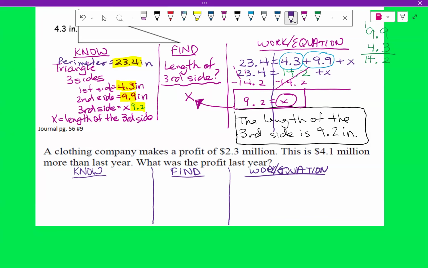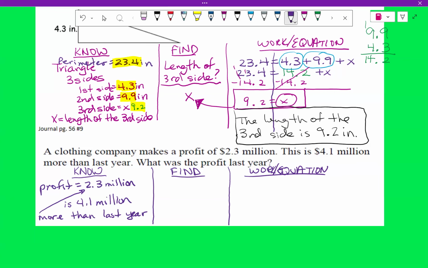What do we know? Well, we know the profit was 2.3 million. So profit equals 2.3 million. Okay. And we know this is 4.1 million more than last year. So we know that this profit is 4.1 million more than last year. Okay, that's all we seem to know.